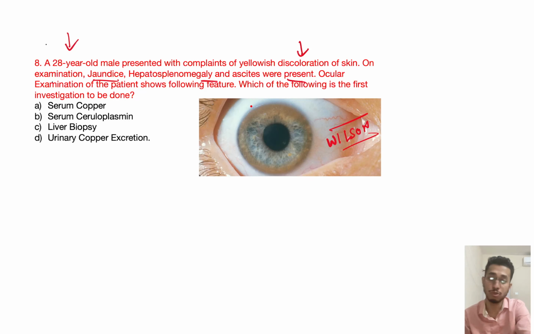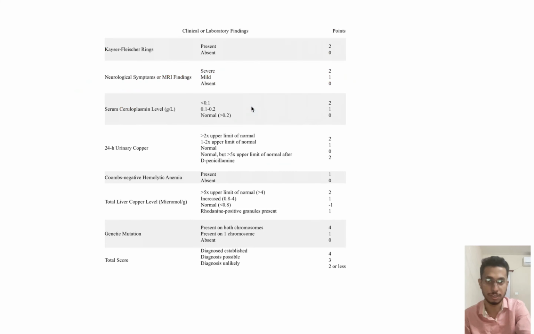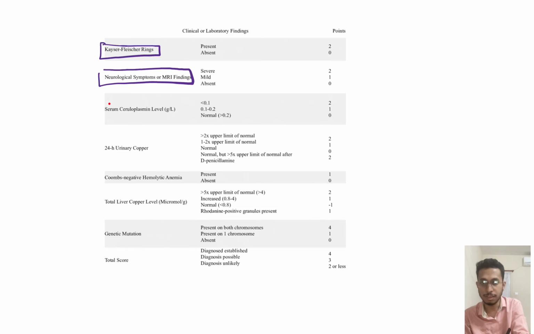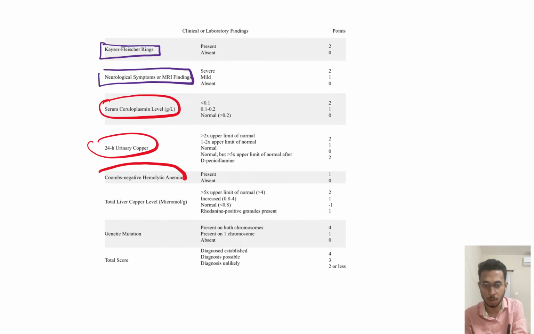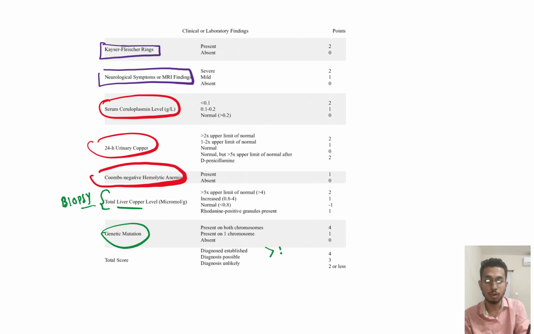What we need to do to diagnose Wilson's is a scoring system known as the Leipzig scoring system. So, what is this scoring system all about? It consists of clinical criteria in the form of Kayser-Fleischer ring, neurological symptoms or MRI findings, and laboratory changes in the form of serum ceruloplasmin level, 24-hour urinary copper, or labs suggestive of Coombs negative hemolytic anemia, biopsy for total liver copper in case of liver biopsy, and genetic study, and we need to do the total scoring. If the total score is more than 4, it is diagnosed, and if less than 2, it is unlikely.